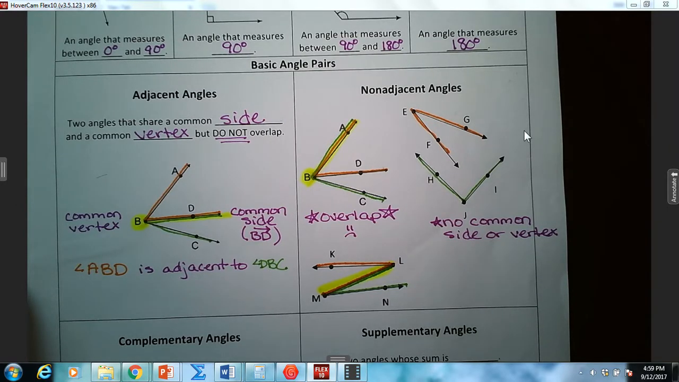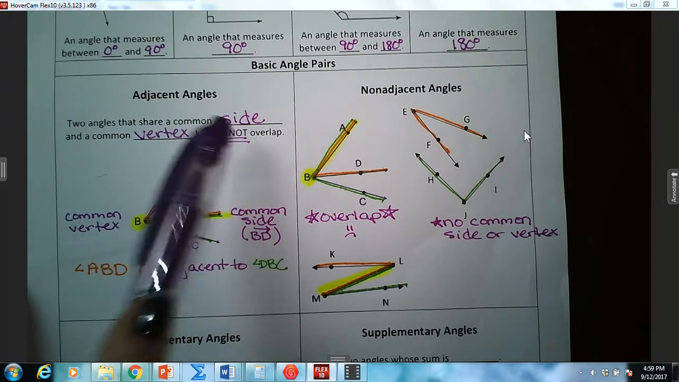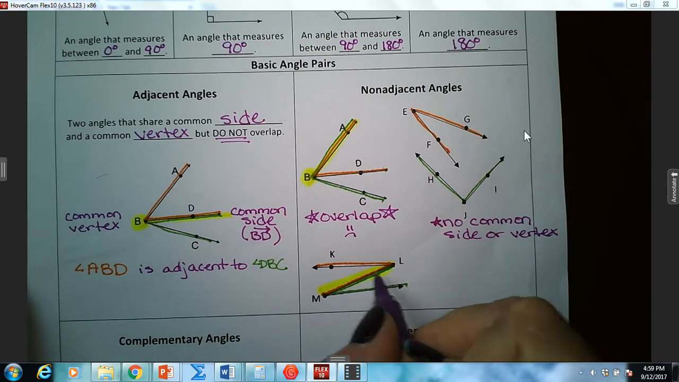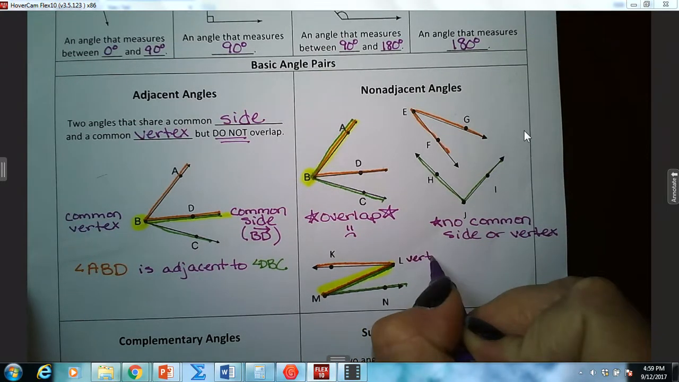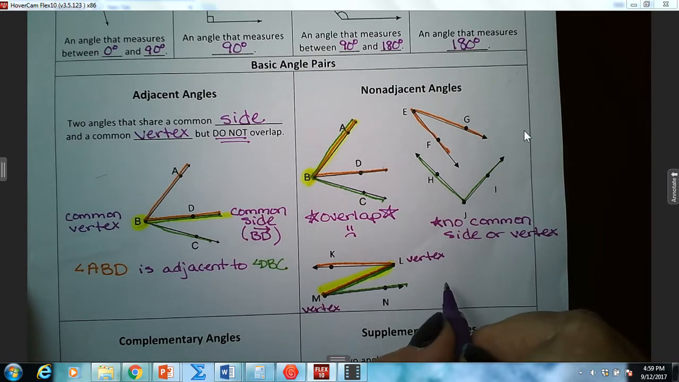So what are they missing? Look at that definition again. Two angles that share a common side and a common vertex. They must share a common vertex. In angle KLM, this is the vertex. In angle LMN, M is the vertex. So they do not share a common vertex.